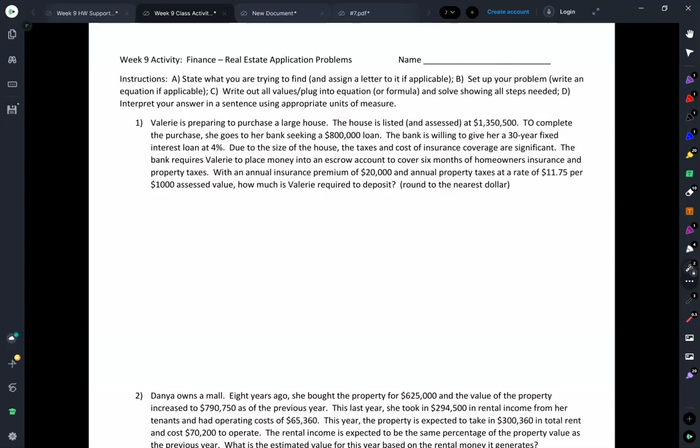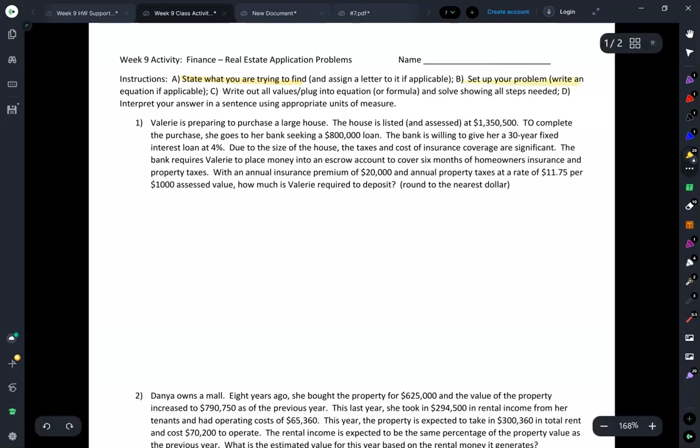In this video, we're going to go over the finance real estate application problems in more detail. It's really important to sort out what you were trying to find. You don't necessarily need a letter to represent something. You can just write it out if you want.